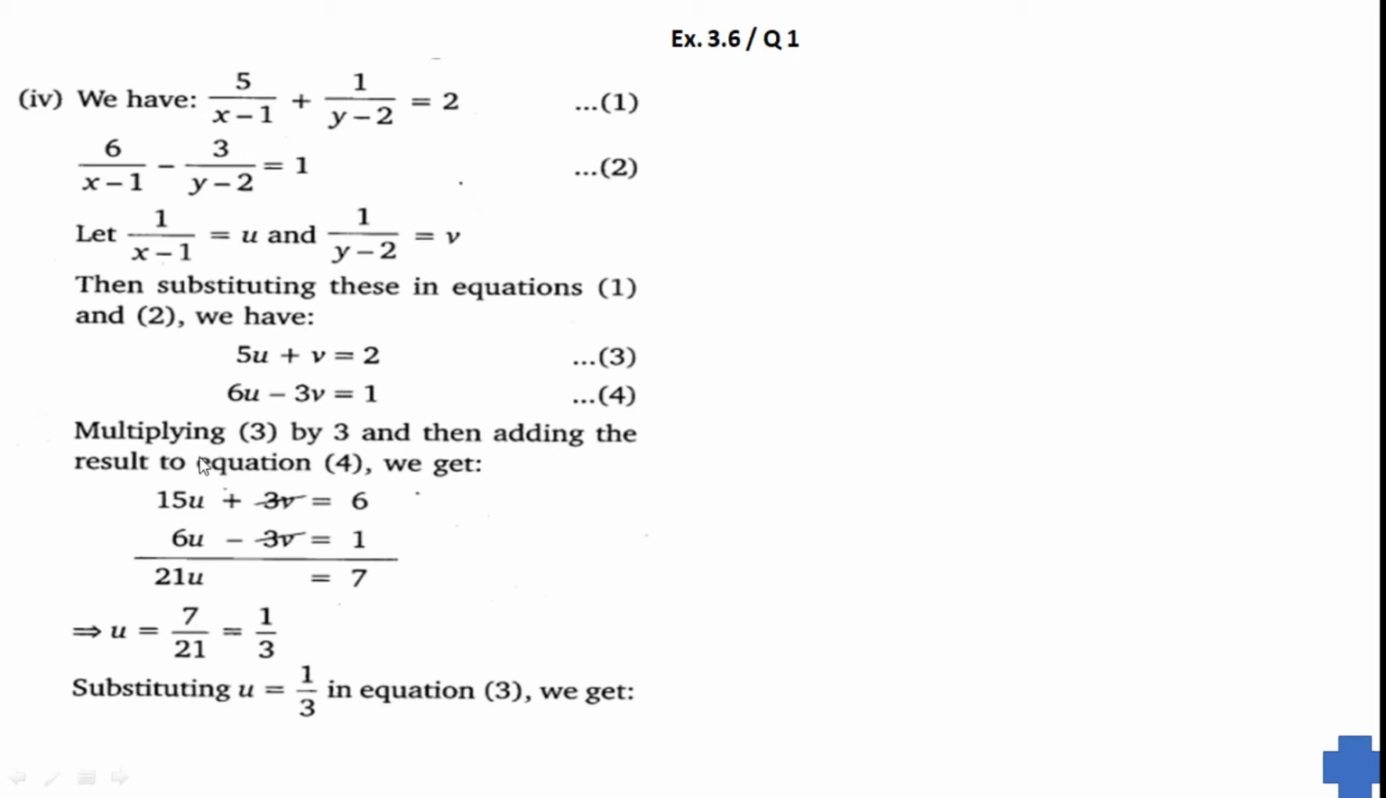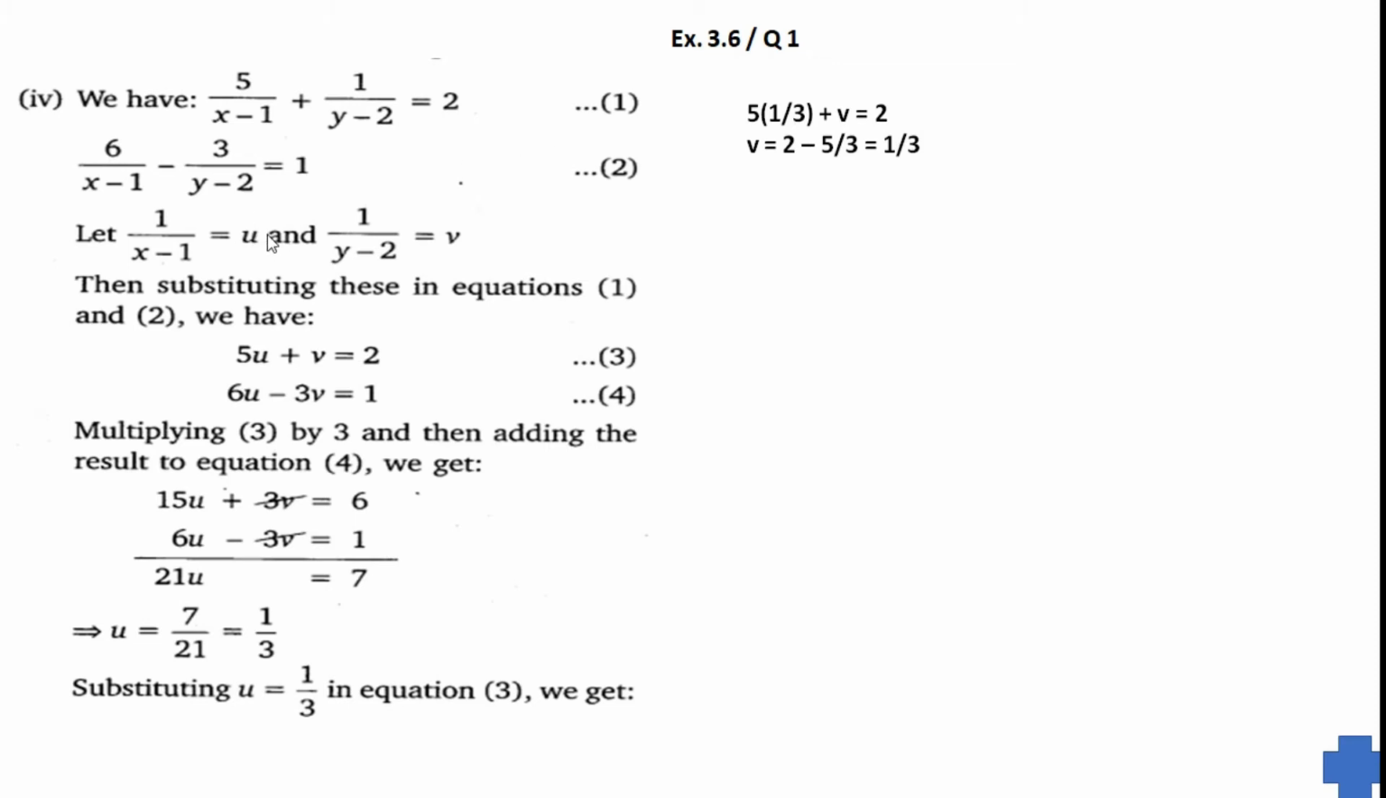Here we have used the elimination method. The third equation has been multiplied by 3 using elimination. We get u is equal to 1 by 3. And when we put the value of u in either of these equations, we get the value of v. So in this case, we are putting in equation number 3 and we get the value of v also as 1 by 3. But the answer is not 1 by 3 comma 1 by 3. We'll have to put these values now over here.